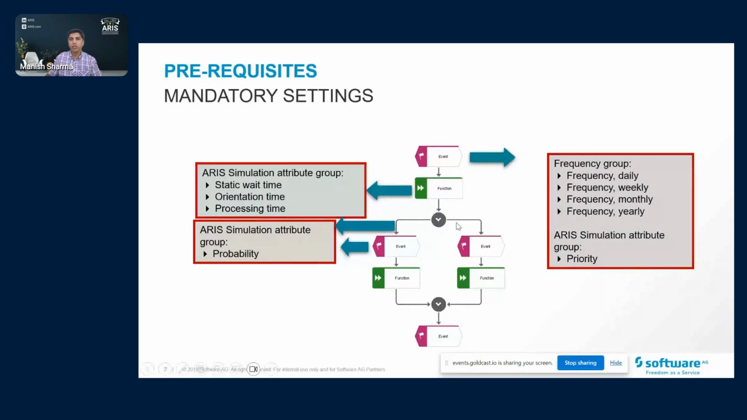In places where there are decisions, so there's a point of decision where the process splits into two, you also need to maintain the probability of the split. So if you're doing a goods check process, how many times does it pass and how many times does it fail? That's something you need to maintain based on your experience or based on some knowledge coming from the organization.